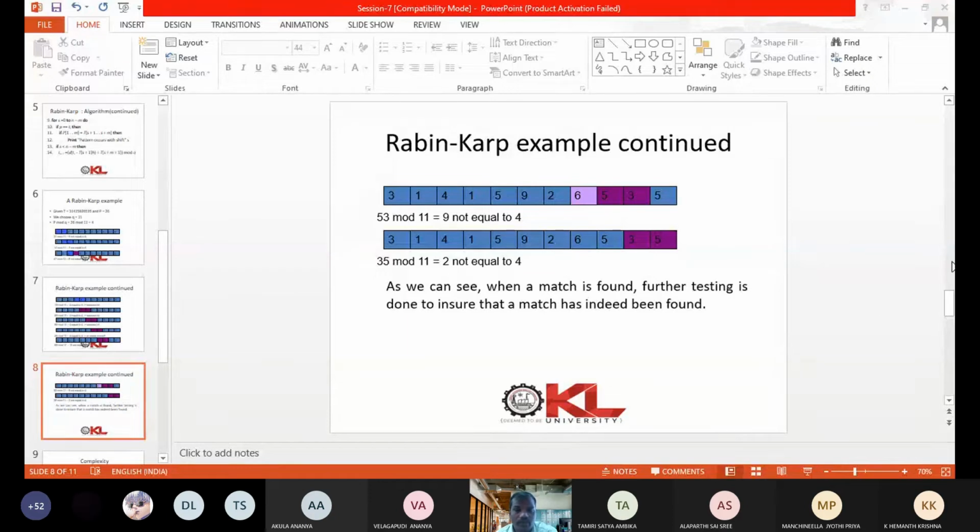Do you have any questions? Yes, Hemant. Sir, can the prime number be chosen only as 11, or can we take any prime number? No, you can take any number, not only 11.